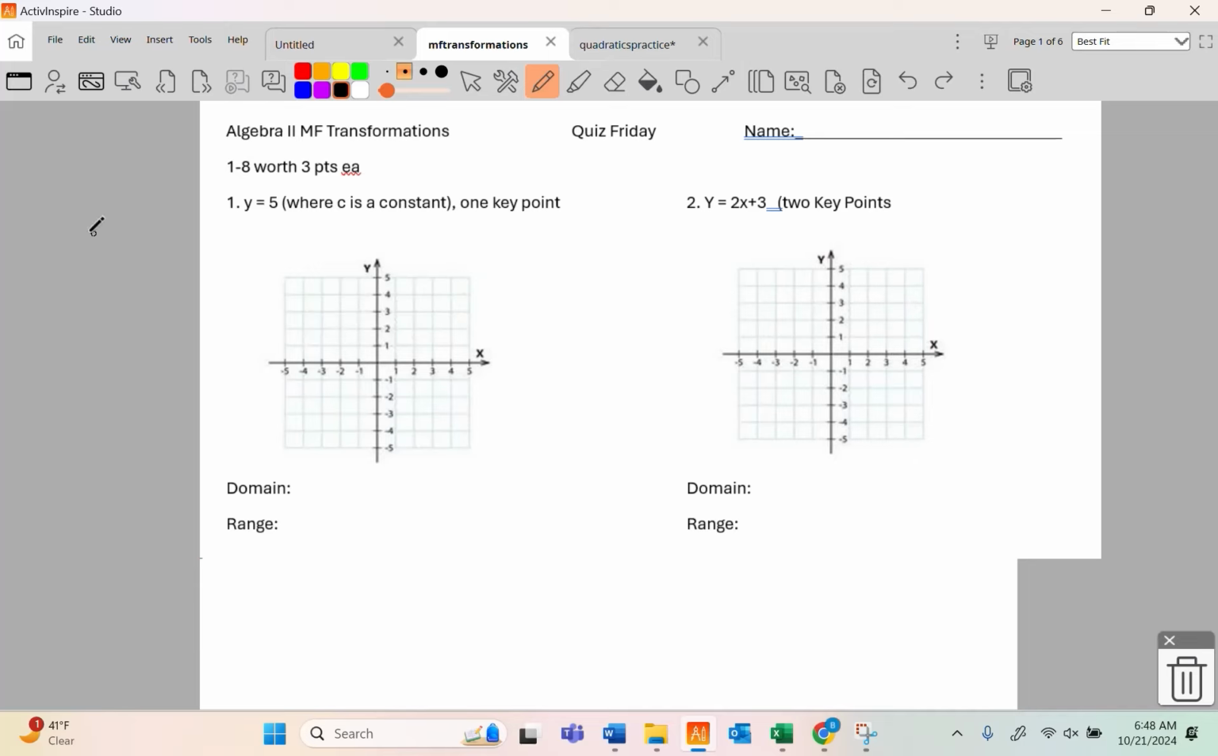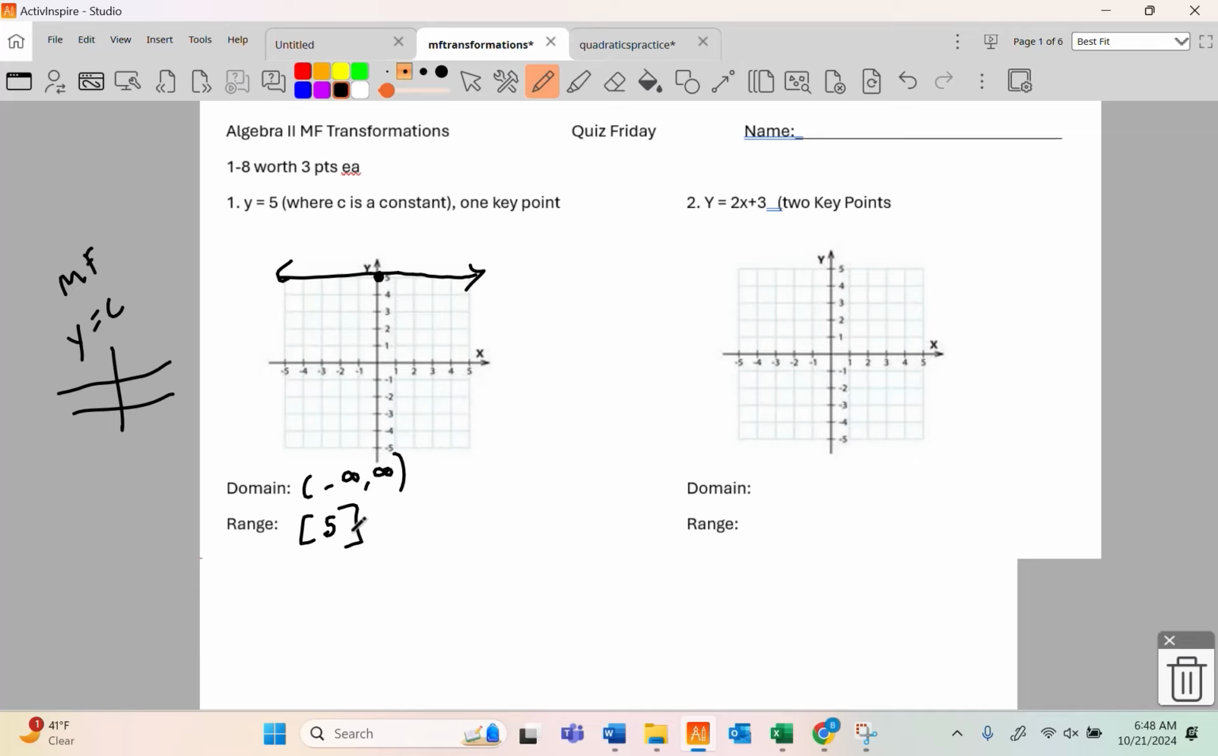This is y equals 5, and I'm just going to go off the side. Y equals a constant is the mother function, and that's just a horizontal line. So y equals 5, we're going to be right here. We're going to draw a horizontal line. Ta-da! The domain of this line is left and right forever, negative infinity to infinity, and its range is just the singular y value of 5.